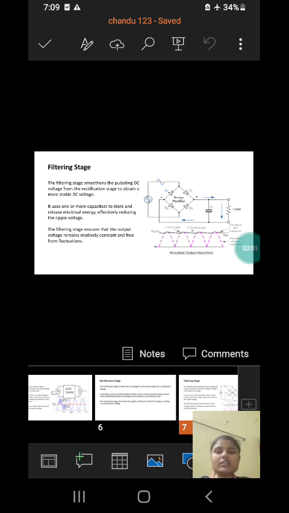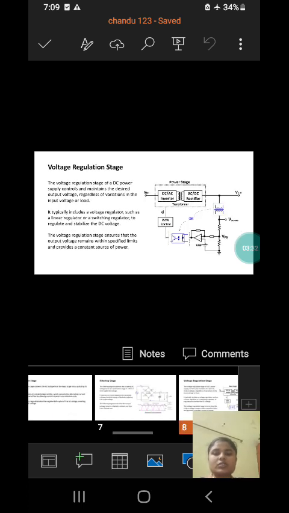Filtering stage. The filtering stage smooths the pulsating DC voltage from the rectification stage to obtain a more stable DC voltage. It uses one or more capacitors to store and release electrical energy, effectively reducing the ripple voltage. The filtering stage ensures that the output voltage remains relatively constant and free from fluctuations.